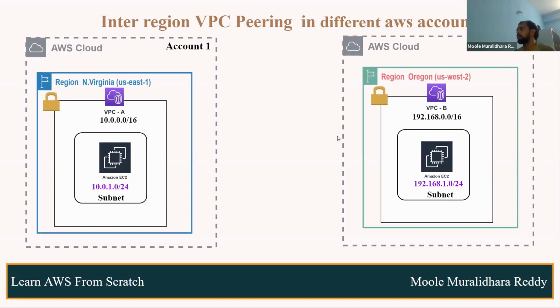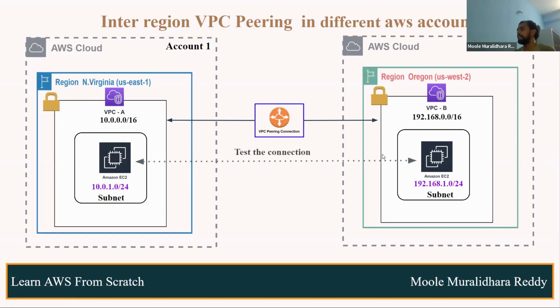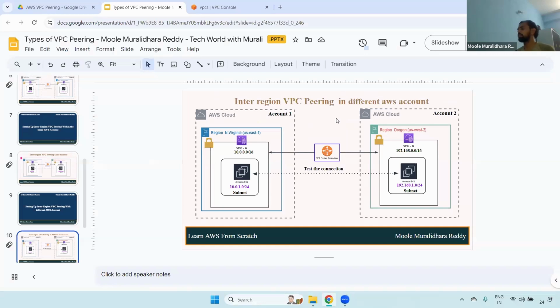By default, there won't be any communication. We need to set up the connectivity using VPC peering or transit gateway or transit VPC. In our case, VPC peering, and then we will test the connectivity. Understand that? This is the process of setting up the peering connection with the same AWS account, different AWS account, same regions and different AWS regions. Okay, understand that?